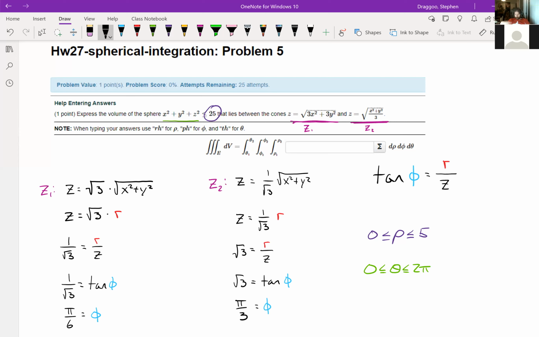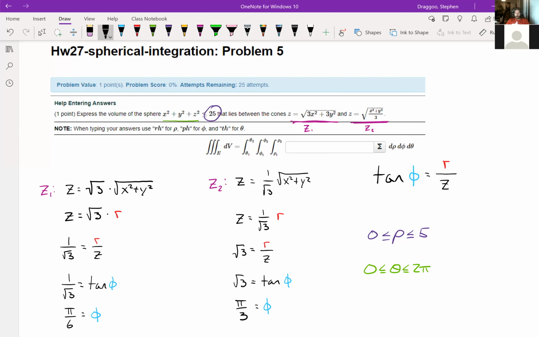Thinking about it this way, it's easier to visualize what it is that we're actually looking at here. So if phi is the angle measured from the positive z axis, then z is going to be the adjacent side, because z is always going to be adjacent to that angle. The hypotenuse would be rho. The three-dimensional radius goes from the origin out to wherever our point is, which then makes the opposite side the length that connects the z axis straight out to our point, right out to the edge of rho. So the opposite side is r, the adjacent side is z, tangent of phi is r over z.